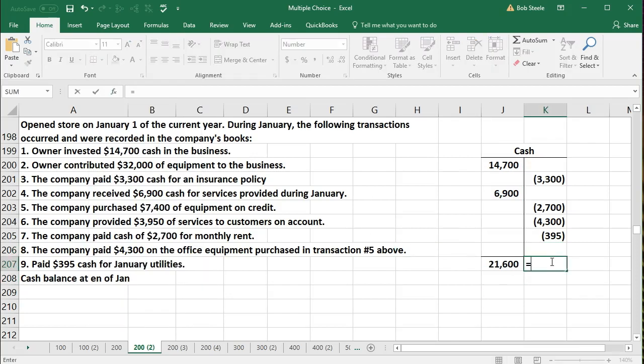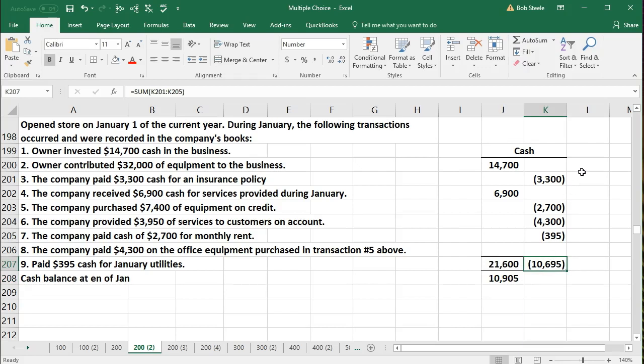If we do the same for the credits, I'm going to add up the credits. So the 3,300 plus the 2,700 plus the 4,300 plus the 395 gives us a credit of 10,695. That means that the debits minus the credits, this number 21,600 minus this number 10,695, is the 10,905. That then is the ending balance for January if we did all this correctly, which I believe we have. Note then that this is one way we can get this ending balance, and if you do everything by hand, this is what you get used to doing.